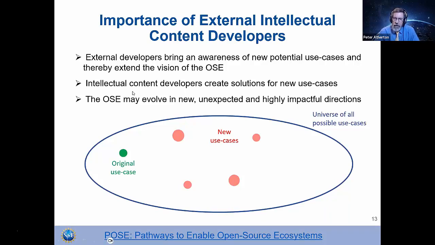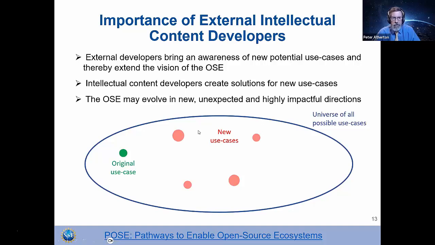So the other strength of these intellectual content developers is that they can actually create solutions for these new use cases in these different application areas. These new use cases will have somewhat different requirements. They'll probably require the open source product to be modified somewhat to meet the requirements of each of these different new use cases.